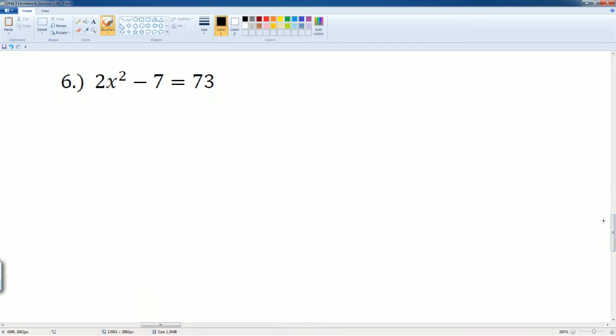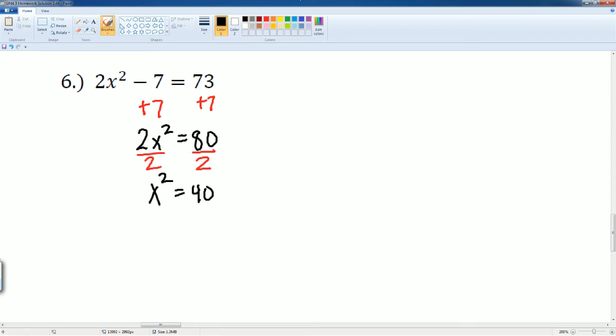6. We have that -7 to worry about, so let's add 7 to both sides. This gets us 2x squared is equal to 80. That 2 is in front, so divide by 2, because remember, it's attached via multiplication, leaving us with x squared is equal to 40. We want to make sure we square root both sides, so square root x squared, and we want to square root 40.